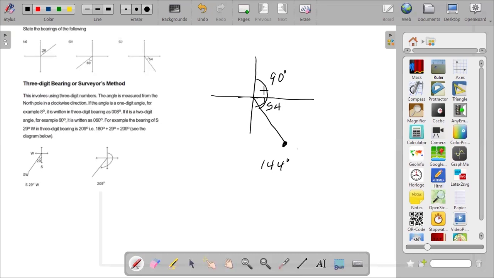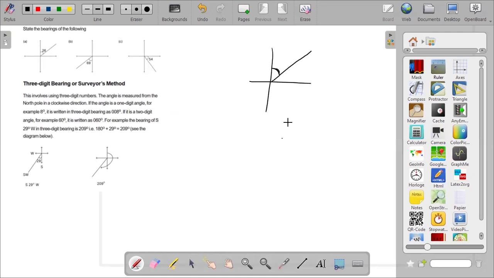In that case, the North Pole is the reference point. The angle measured from the North Pole to the point in question is your bearing. So now let's use the same method to answer question A and question B. Question A is already formed with the North Pole. So for question A, we're writing it in terms of three-digit bearing.